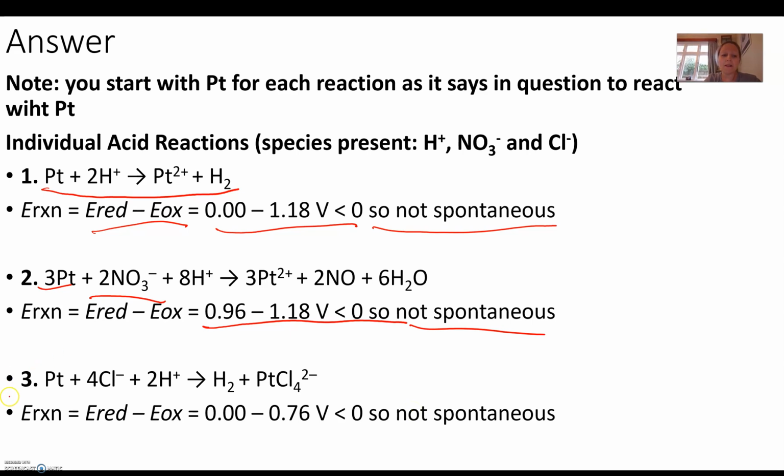This one's probably the hardest one that you had in this one here. You had to reverse that equation that was the platinum and chloride and then add in the H+, and that was just by process of elimination.